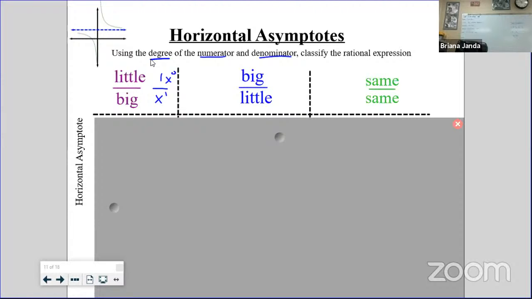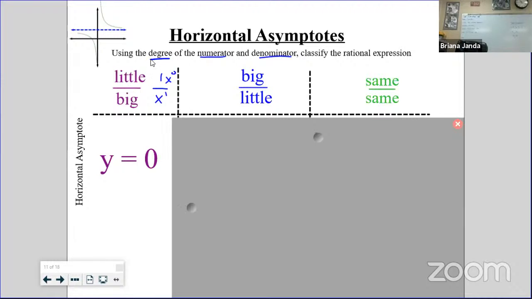Okay, well, if I just handed you 1/1,000,000th of a piece of pizza, what did I just hand you? Nothing, okay? What happens is when the bottom is bigger, it essentially becomes the number 0 as you go to the very, very far ends of that graph. So anytime we would classify our rational expression as little over big, our horizontal asymptote every time will be y equals 0. As you plug in really big numbers, it would essentially become the number 0. Tomorrow, we're going to talk about the next one, which is big over little.